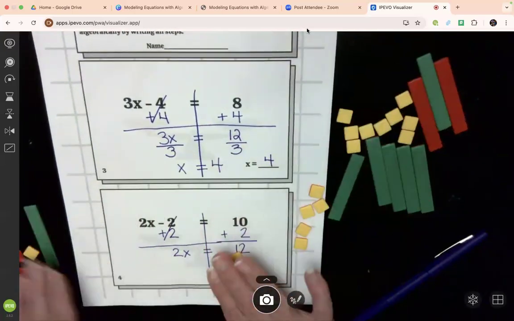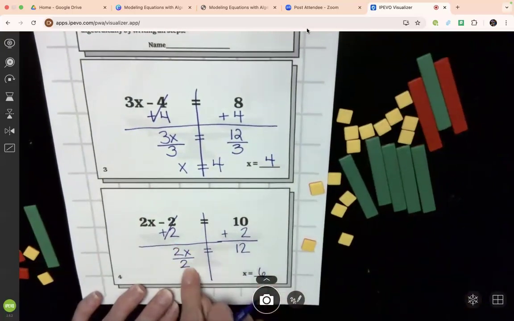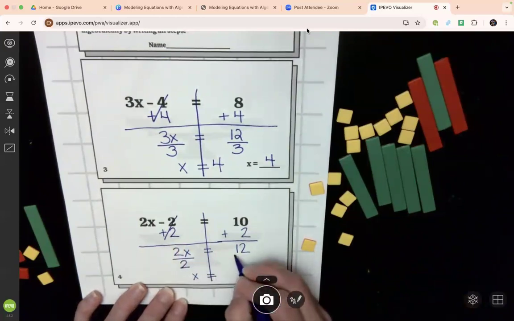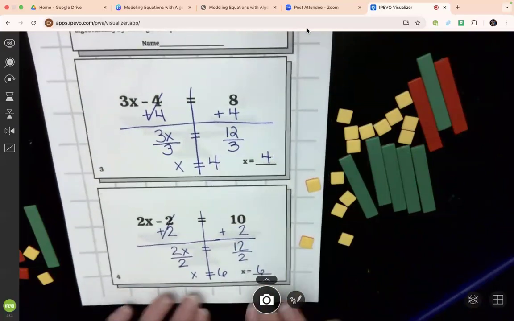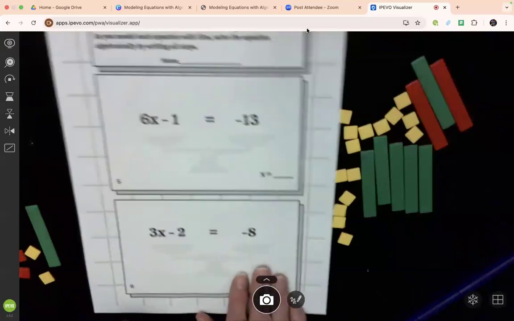And your second step is to divide both sides by 2, because that will give us this 1x over here. 2 divided by 2 is x. And divide this side by 2, and you get 6. All right, let's practice 2 more, and then you have some to try on your own.